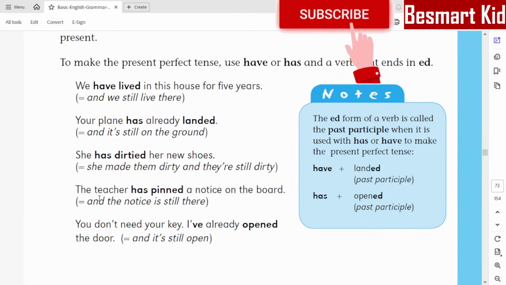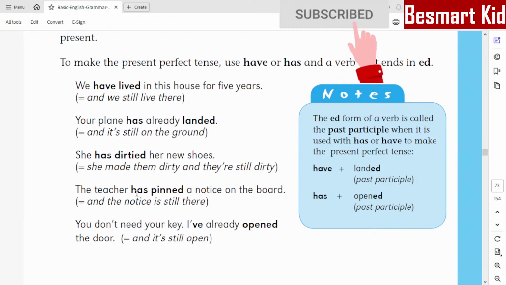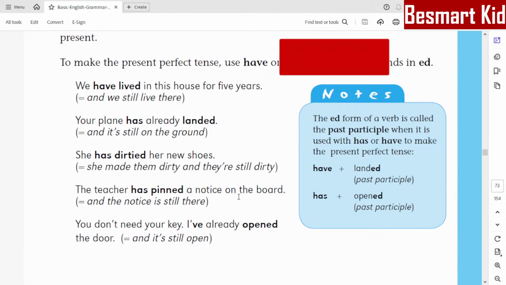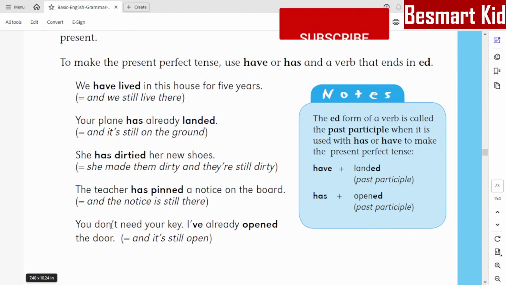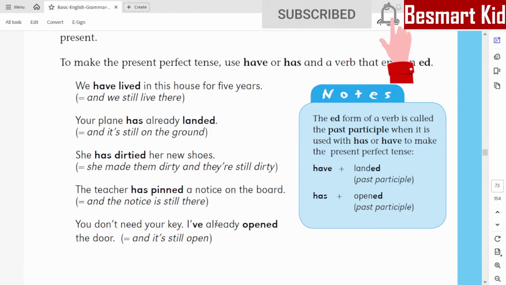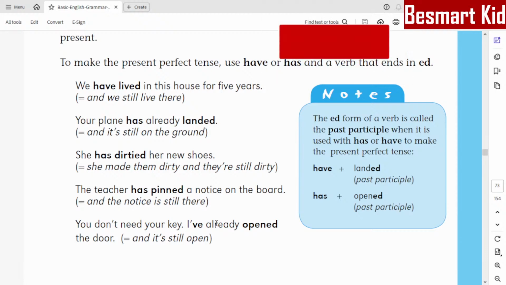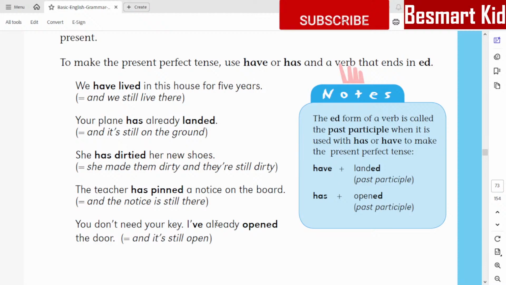The teacher has painted notes that are on the board. They don't need your key. I have already opened the door, and that door is still open.